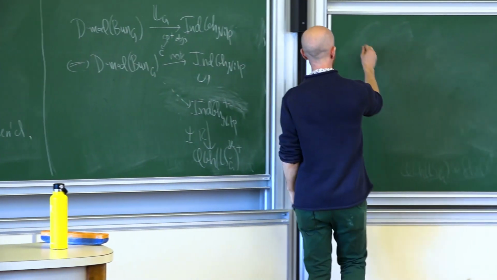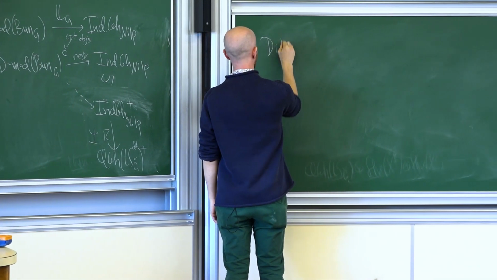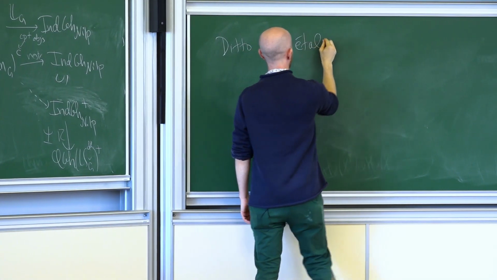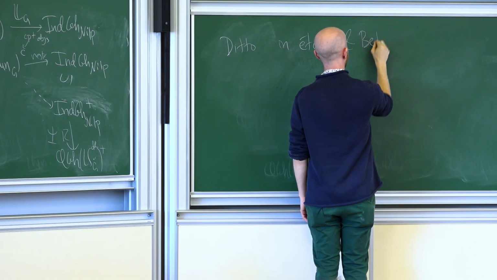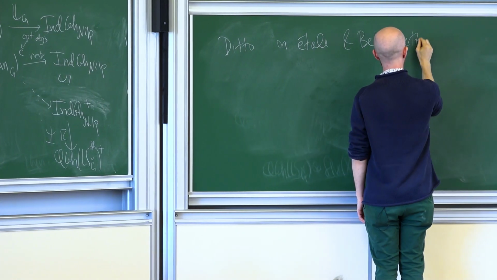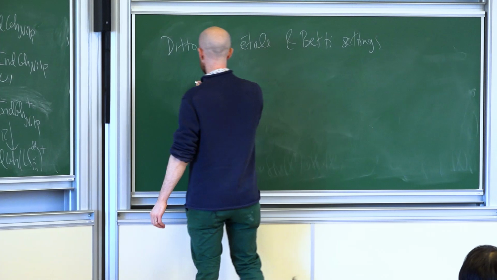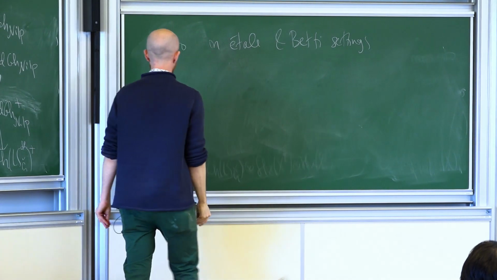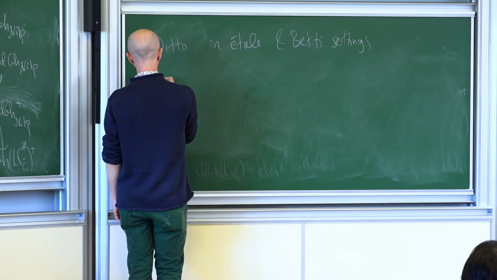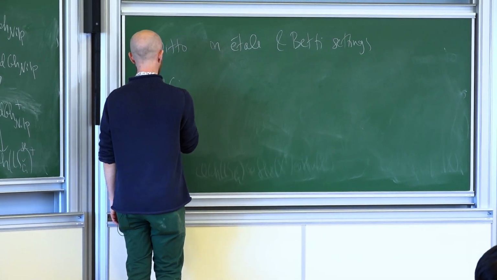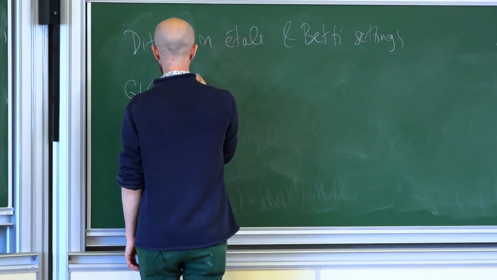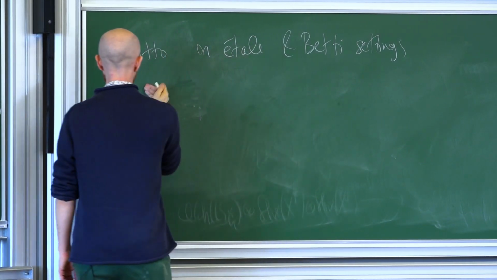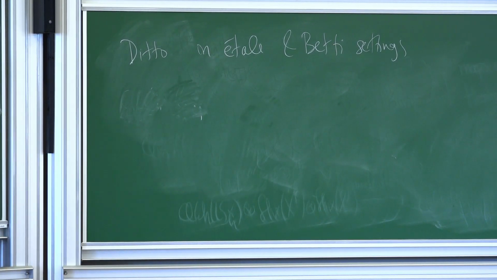Okay, and now I also want to say ditto in the étale and Betti settings. So we obtain these Langlands functors, and what the geometric Langlands conjecture says is that these various functors are in equivalence. Let me not write it on the board.